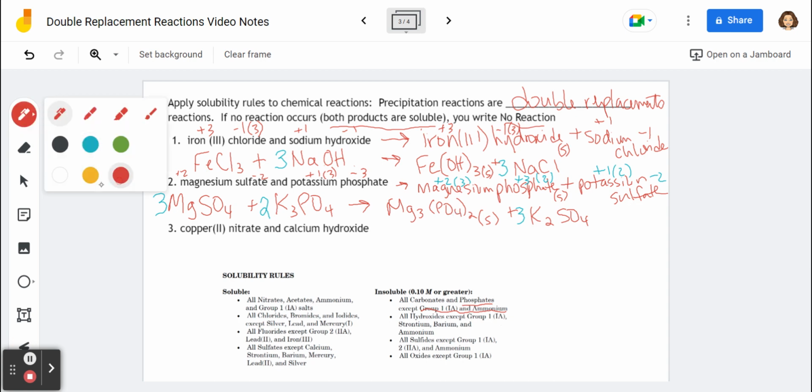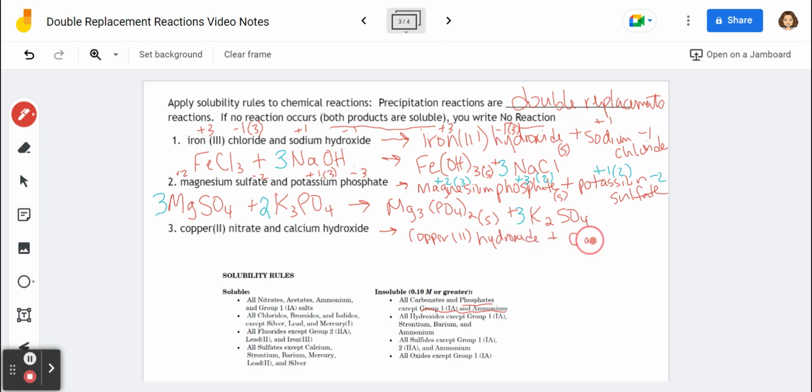All right, let's do another one. Copper 2 nitrate and calcium hydroxide. So if I make new partners, I'm going to get copper 2 hydroxide and calcium nitrate. Okay. So then we look to see, will this form a precipitate?